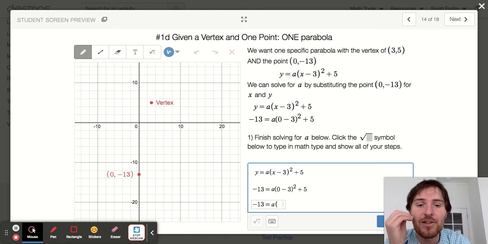Sounds like a song. The order we simplify is parentheses, exponent, multiplication, division, addition and subtraction. Yeah, that's it.